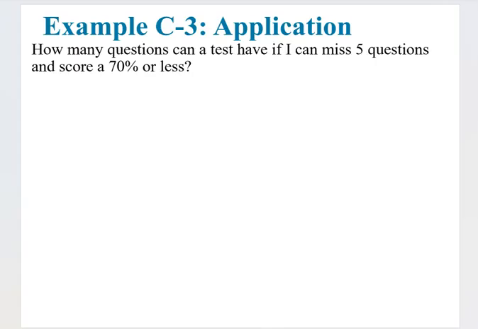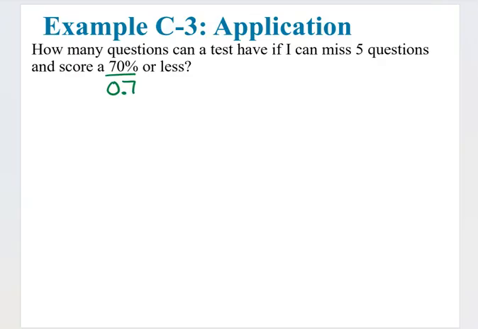So how many questions can a test have if I can miss 5 questions and still score a 70% or less? Okay, so first of all, 70%. Make sure you always write percentages as decimals. So I'm going to write that as 0.7.